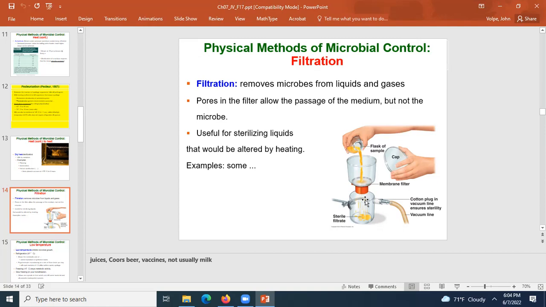We use filtration for sterilizing liquids that would otherwise be altered by heating. Some examples include juice, where we sterilize it by filtering, because if you were to heat it, you would have a different flavor. You would destroy the vitamins, and you might change the taste. A Coors beer is actually a beer which is filtered. It is not pasteurized.